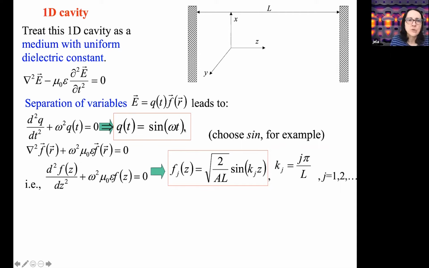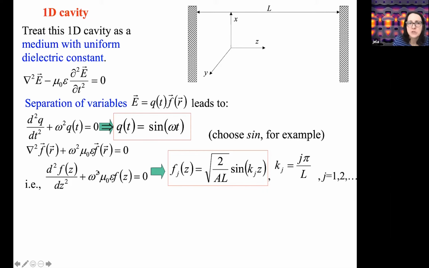So what do we do here, right? We have the Helmholtz equation, we write the field as a product of a time-dependent part and a spatially dependent part. We plug it back into the wave equation, and from there we can decouple two equations for the spatially dependent part and the time-dependent part. Of course, the time-dependent part would have a solution which is just sine or cosine. We pick sine of omega t and label that time dependence as q of t for the electric field.